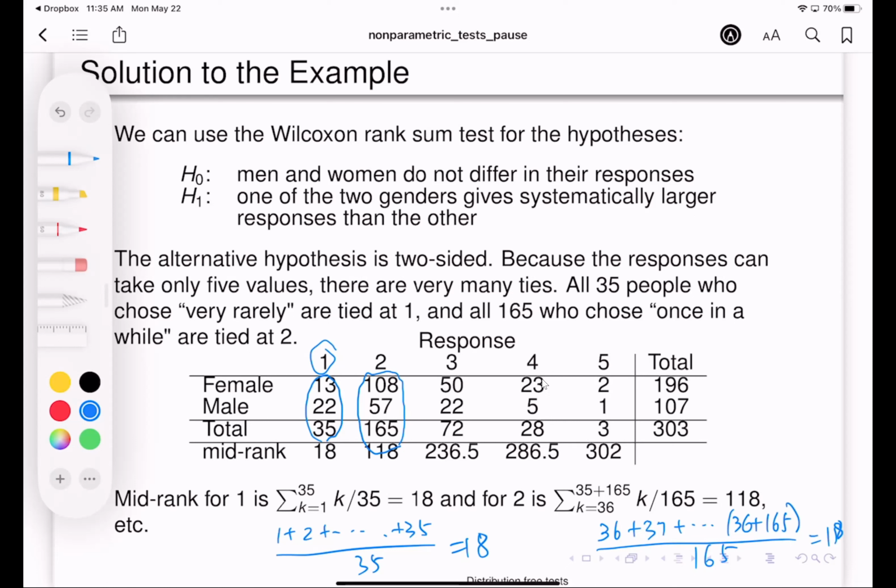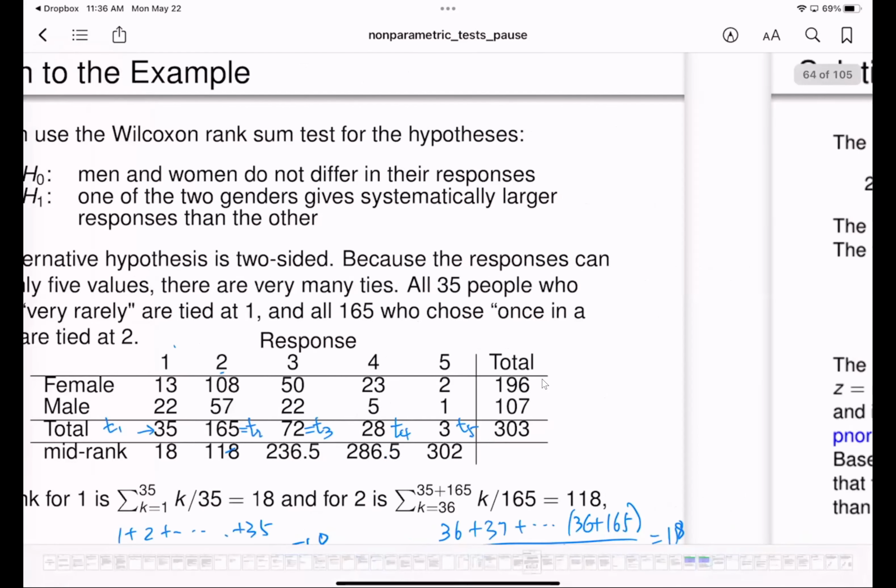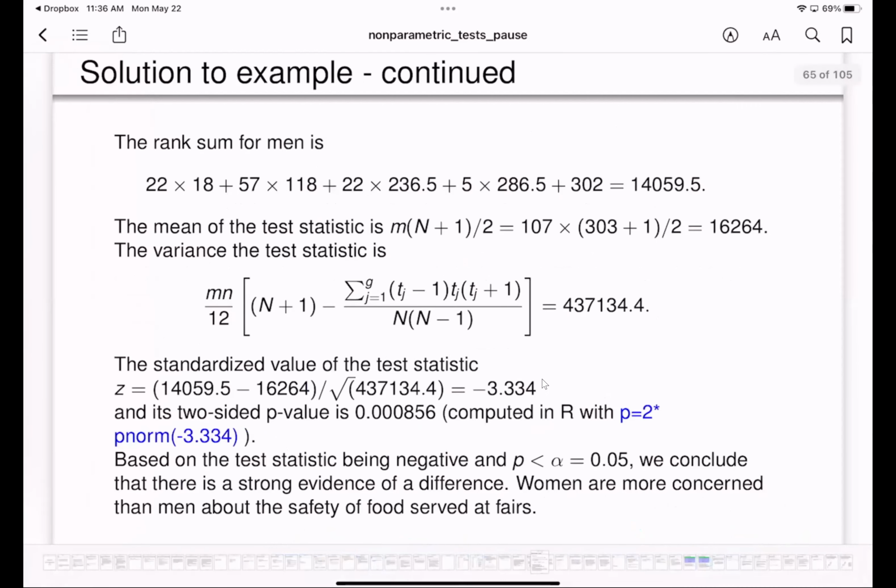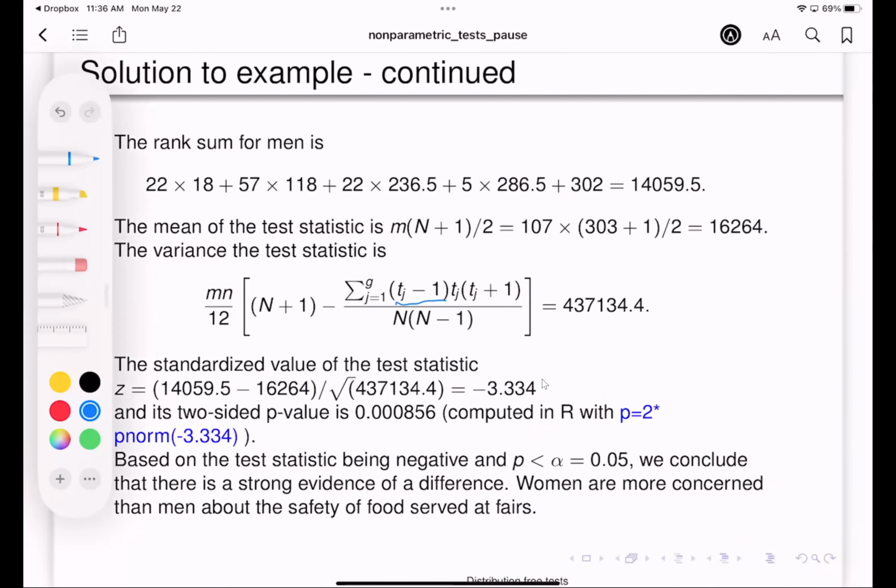And next, let's consider what the T sub j's are. This count 35 here is the T1, and this T2 is 165. And there is the T3, which is 72. And here's the T4, and there's the T5. So these are the number of people that have the tied responses in each subgroup. And when we consider the variance, we'll have these T sub j minus 1, T sub j, and T sub j plus 1 in the calculation.